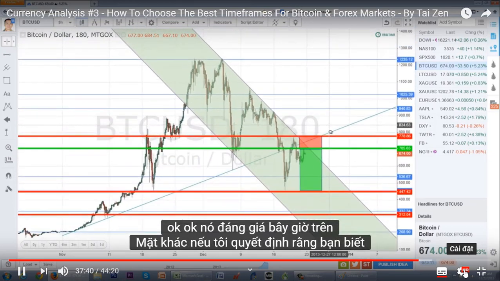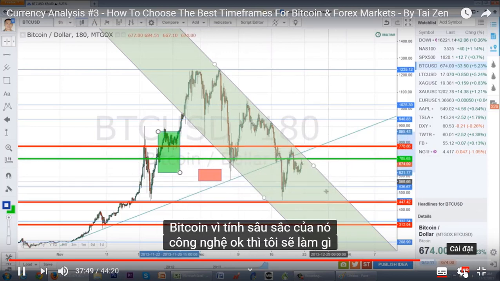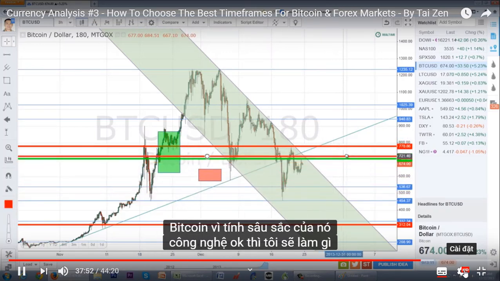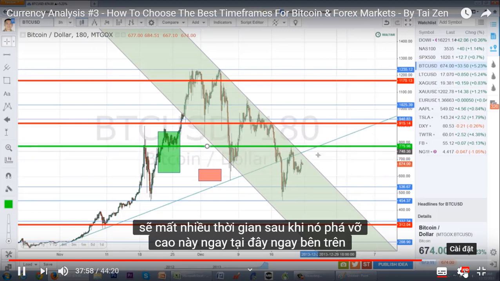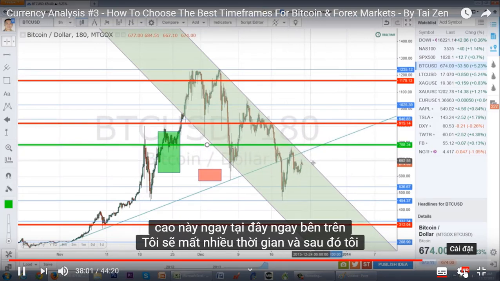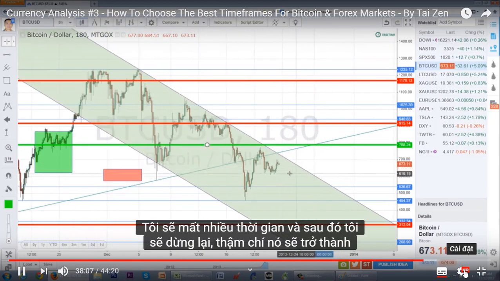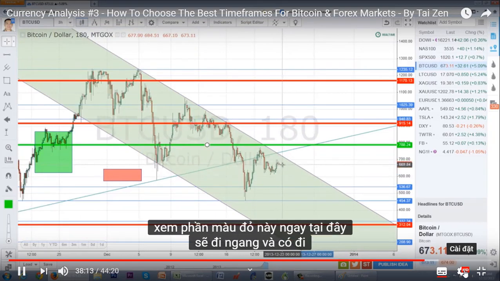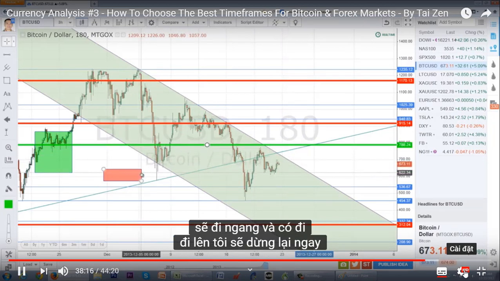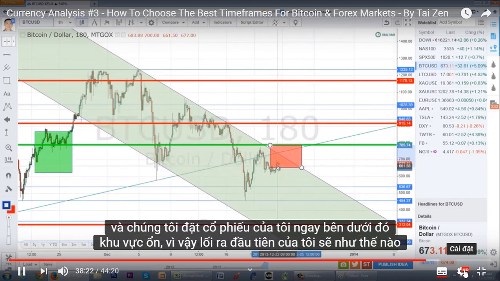Now, on the other hand, if I decide that, you know what, I'm long-term, I'm bullish on Bitcoin because of its profound technology, okay, then what I would do is take it long after it broke the high of this right here, just right above it. I would take it long, okay, and then I would set my stop. See this, the red part right here? It's going to go sideways and then it's going to come up. I would put my stop right below that area, okay?